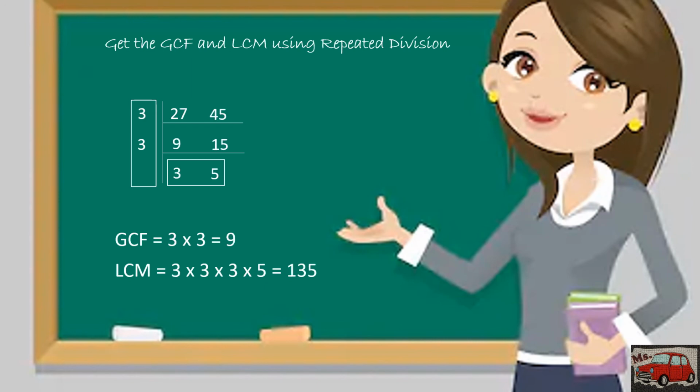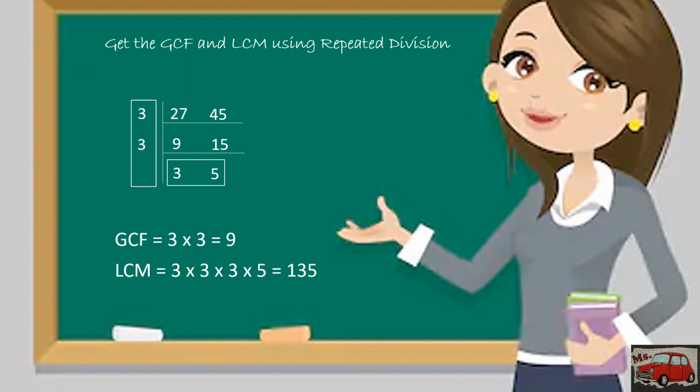Alright, so let's have another example. So I have here 27 and 45. Let's get their GCF and LCM using repeated division. So 27 and 45, the prime number that we can divide both of them, na whole number ang sagot is 3. So 27 divided by 3, that is 9. 45 divided by 3, that is 15.